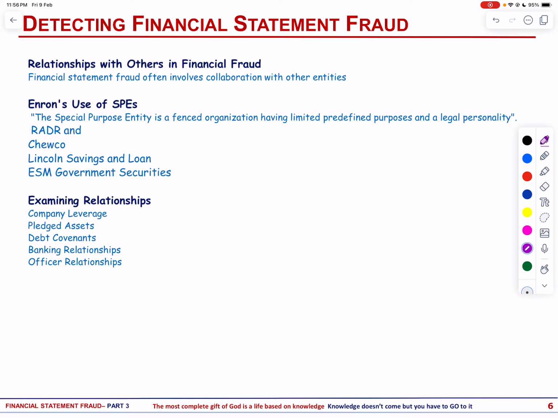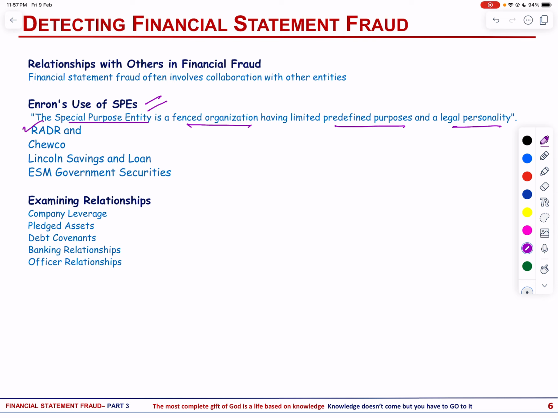Like Enron's use of special purpose entities. Now, Enron misused SPEs to conceal liabilities and inflate profits. A special purpose entity is a legal entity created to fulfill narrow, specific, or temporary objectives. SPEs are typically used by companies to isolate the firm from financial risk. A formal definition is that a special purpose entity is a fenced organization having limited predefined purposes and a legal personality.